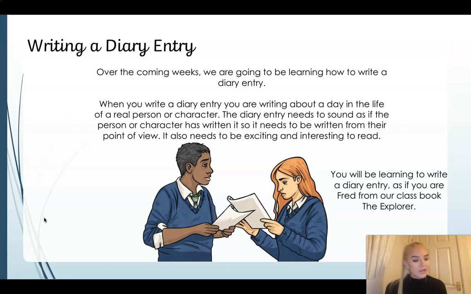Now, I know lots of you are really enjoying reading this, so what I thought was that when we do write the diary entry, you are going to write it as if you are Fred, okay? So you're going to write it as if you are Fred and you are going to be explaining how you are feeling in this jungle, in the rainforest, how you are feeling being abandoned, being lost, or being alone, okay?